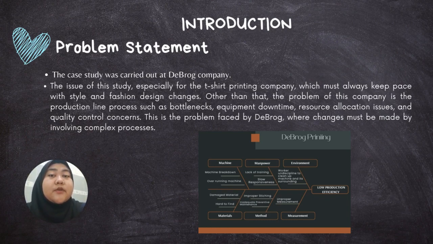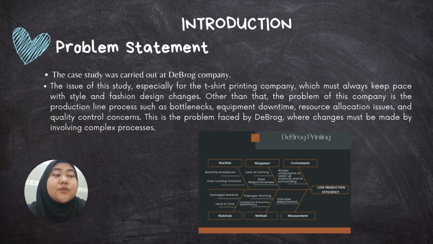So from the figure below, it shows the Ishikawa diagram of Debrog printing. So it is low production efficiency, including machines, manpower, environment, materials, method, and measurement. Especially for the machine, it is machine breakdown, for example, overrunning machines.